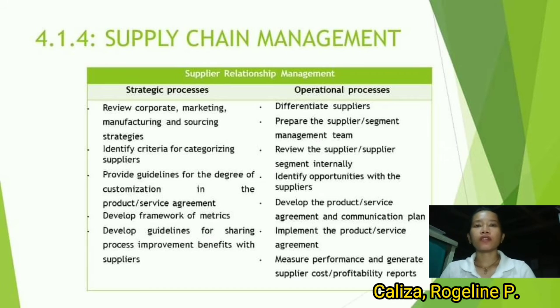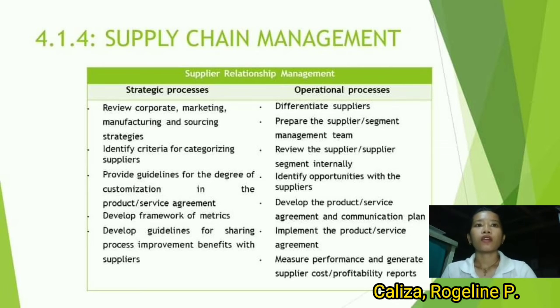Supplier relationship management in the strategic process is to review corporate marketing, manufacturing, and sourcing strategies, and also to know the movements of production. Identify criteria for categorization of suppliers, to know the potential of the supplier. Provide guidelines for the degree of customization in the product or services agreement, to identify the process of the product. Develop a framework of metrics to improve the process of production. Develop guidelines for sharing process improvement benefits with suppliers, to identify the potential of the production to the markets.